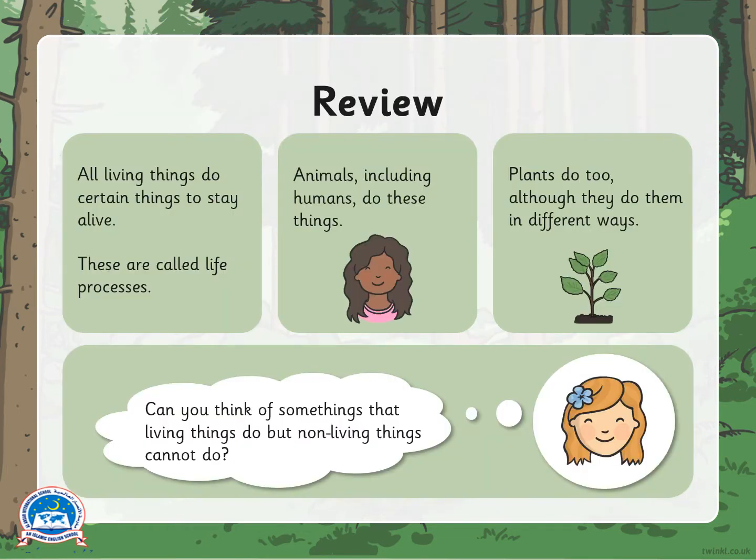Let's review what we have studied earlier. All the living things do certain things to stay alive. They are called processes of life. Animals, including humans, do these things too. Plants do them too, but they do it in a different way. Can you think of what these things are? Some of them that living things do, but non-living things cannot.